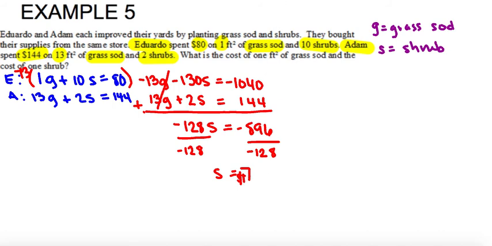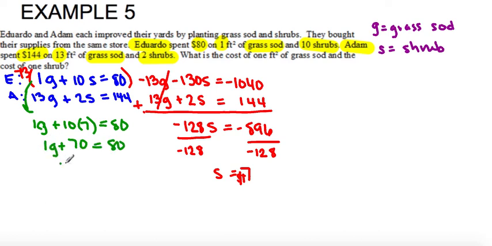So now we have to figure out the cost of the grass sod, the square foot of grass sod. So we take the 7 and we plug it back into one of the 2 original equations. I'm going to plug it into the top one. So I have 1G plus 10 times 7 equals 80. 10 times 7 is 70 plus 1G equals 80.